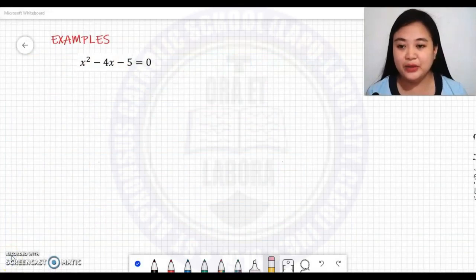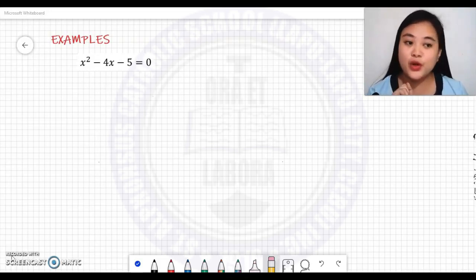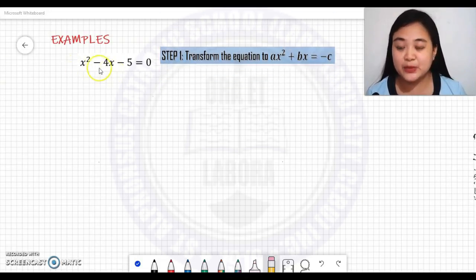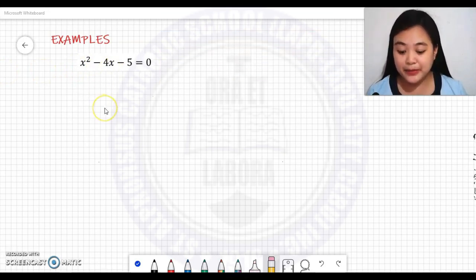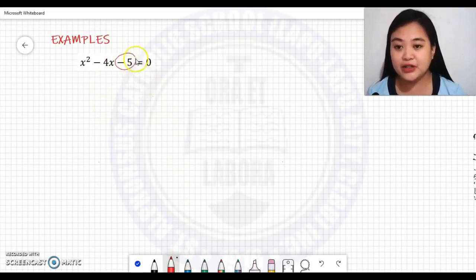Okay, now example number 1. Solve the quadratic equation x squared minus 4x minus 5 equals 0 by completing the square. The very first step is to express this in the form ax squared plus bx equals negative c, meaning we're going to transpose negative 5 to the other side of the equation. That becomes the equation x squared minus 4x equals positive 5.